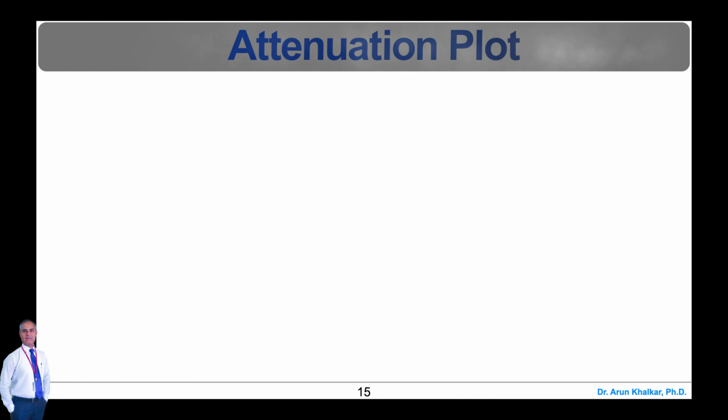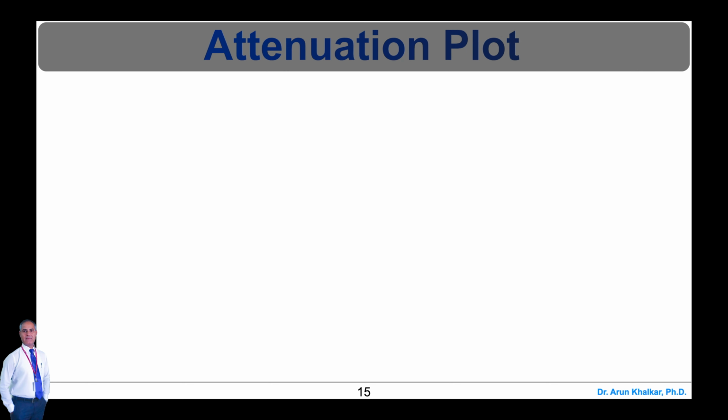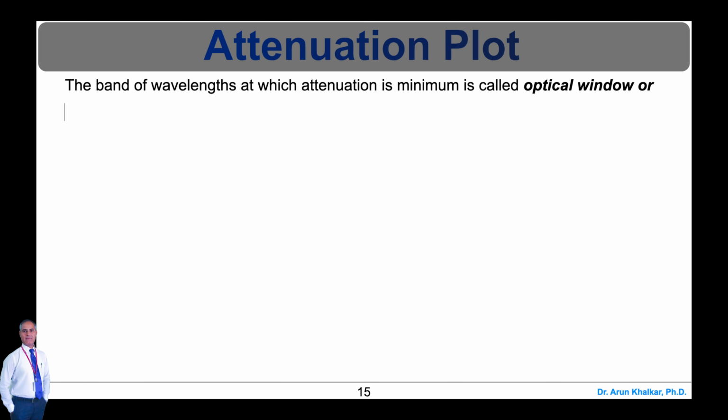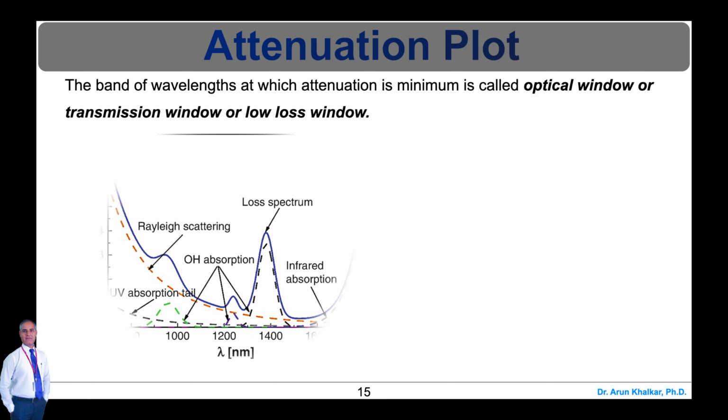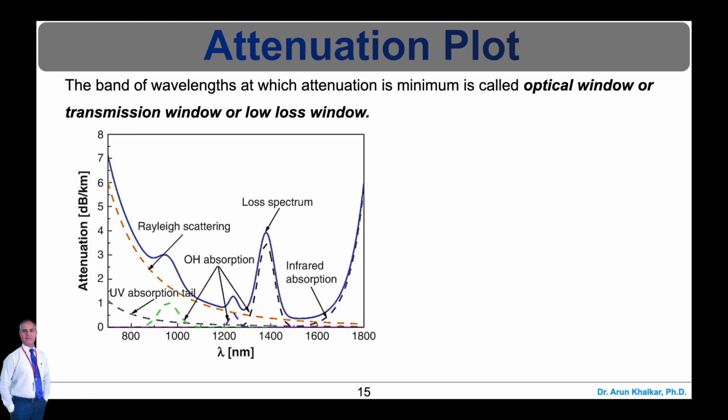Let's see the attenuation plot. A typical plot of fiber attenuation versus wavelength for silica-based optical fiber is shown in this graph. It shows peaks corresponding to Rayleigh scattering, OH absorption, UV absorption, and infrared absorption. For better performance, the wavelength must be chosen for minimizing loss and minimizing dispersion. Such windows are selected for communication purposes.